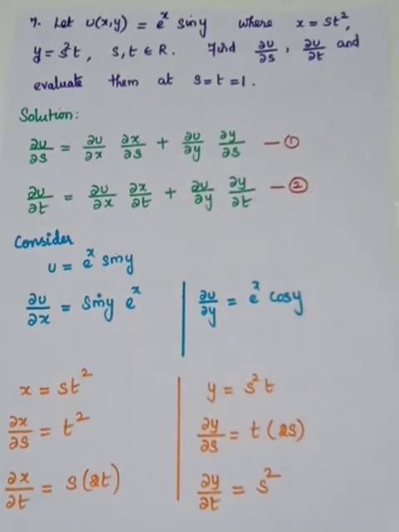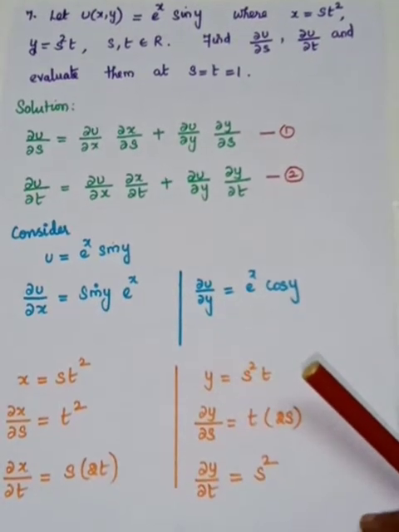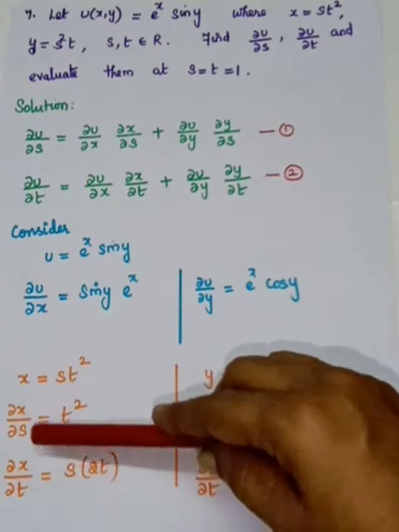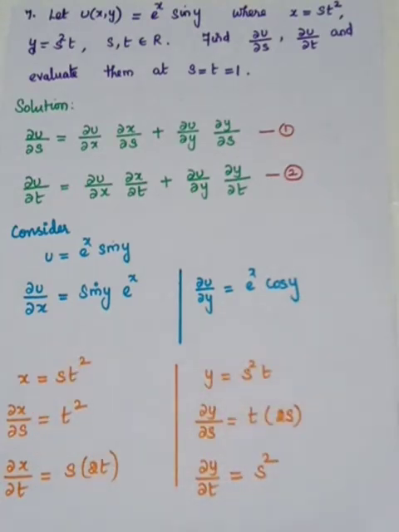Okay. So take x is equal to st². First what you have to find? ∂x/∂s, then ∂x/∂t. And similarly y is also a function of s and t. So first you have to find ∂y/∂s and ∂y/∂t. Go for here. See now x is equal to st². ∂x/∂s. So what is the constant? While you are going for the partial differentiation, first you have to take the constant out.